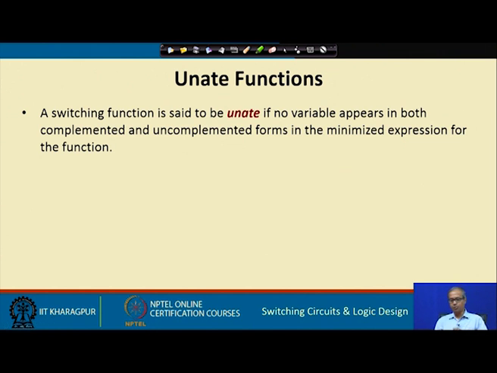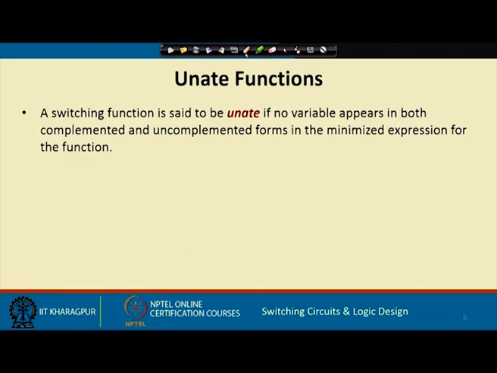Now, let us introduce some more definitions. There is something called a unate function. We had defined what is a switching expression. We talked about literals. A literal is a variable which can appear in complemented form, also in uncomplemented form. We say a function is unate if for every variable, let us say for a variable a, a will appear only in complemented form or in uncomplemented form, not in both. That will be called a unate function.